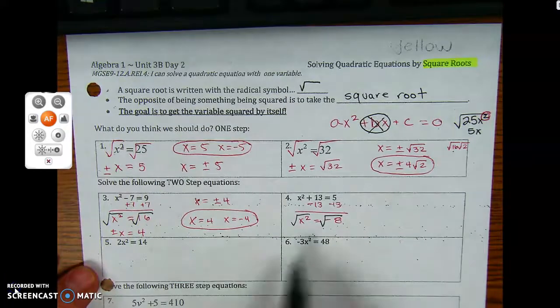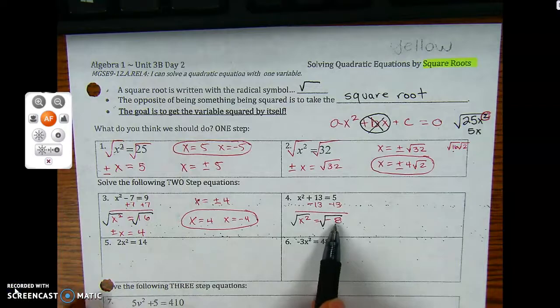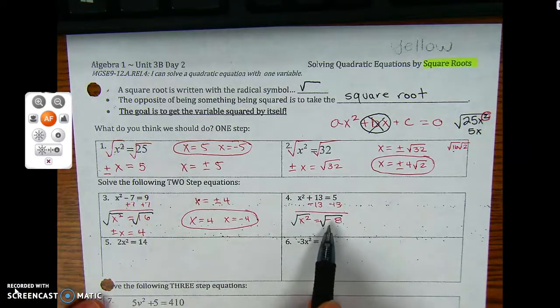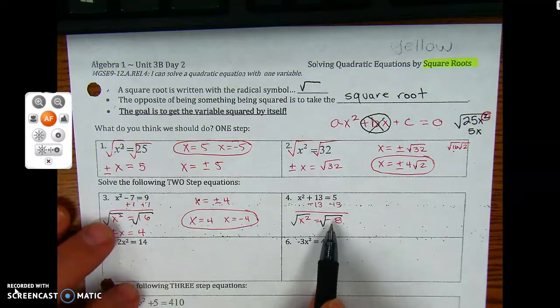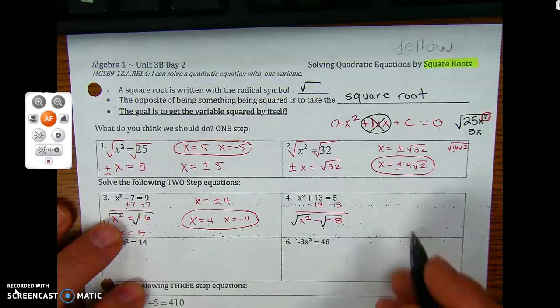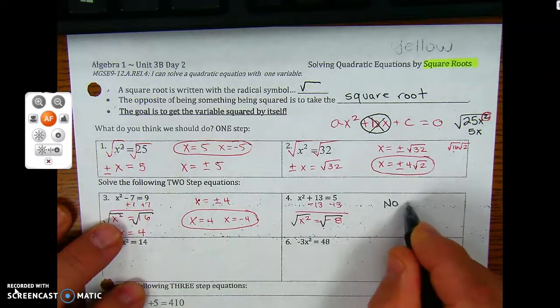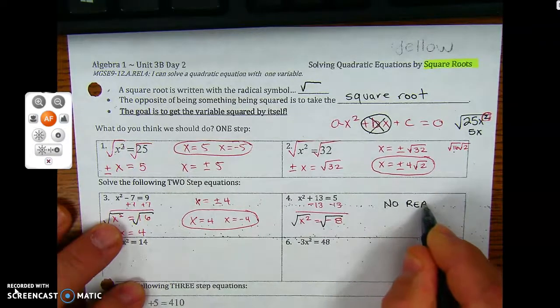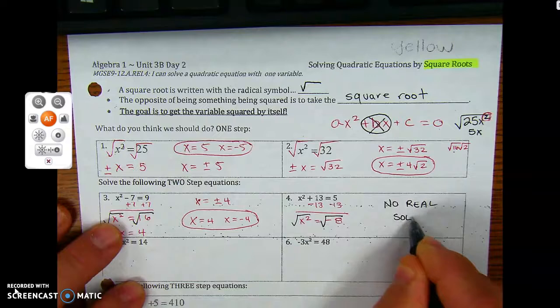Okay, guys. Now something funny happened here. I took the square root of a negative, and I can't do that. Not in Algebra 1 anyway. Just like with the quadratic formula, when you get a negative under the square root, you're going to say no real solutions. So we're going to stop right there and say no real solutions.